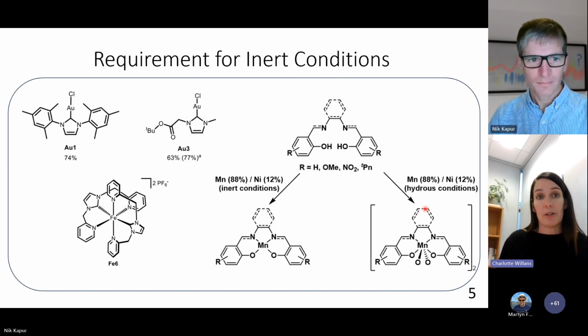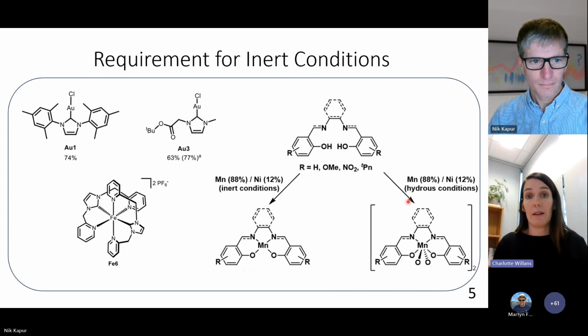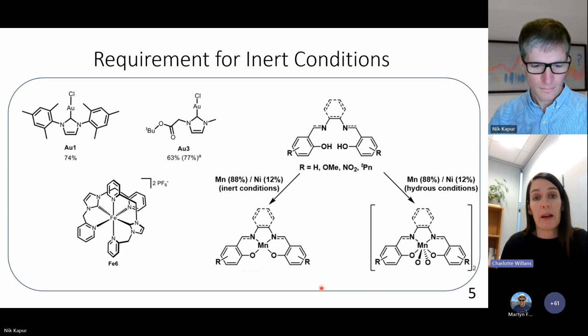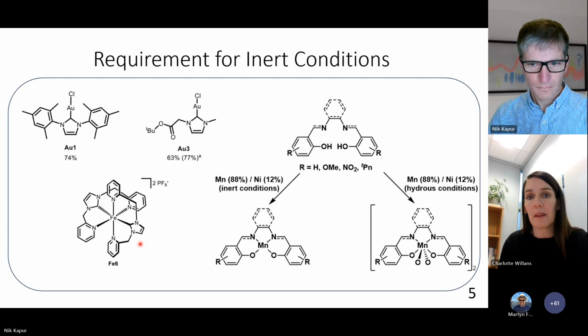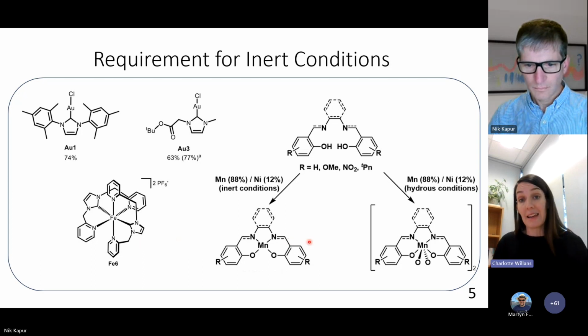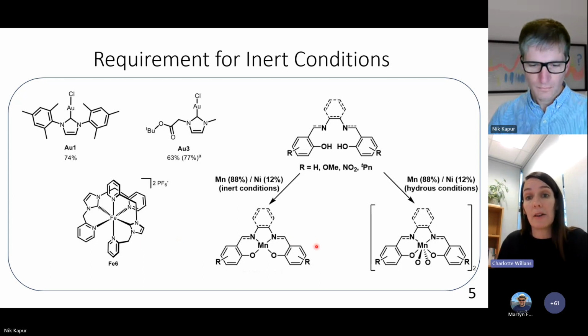So as I mentioned, a lot of chemistry, whether it's chemical reactions or electrochemical reactions, require inert conditions. So these are just some examples that we've carried out in the bottle reactor. So on the left-hand side, you can see some gold NHC complexes, some iron 2 NHC complexes. These are very air-sensitive materials, particularly the iron 2, and we can form them cleanly in high yield in that reactor. On the right-hand side, this is similar to the iron chemistry, so making these Salem complexes.